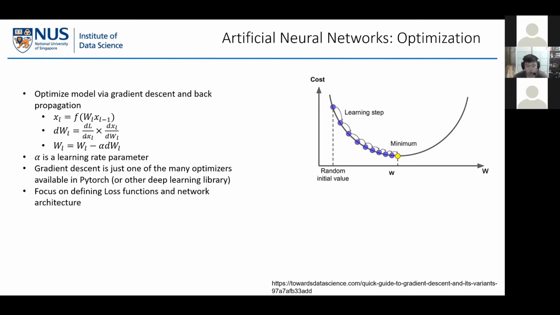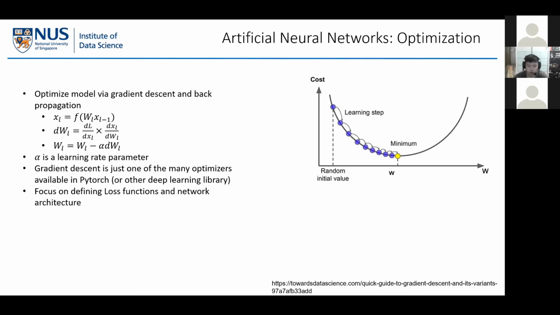And with neural networks, we actually have this chain rule over here that links how the loss changes with respect to the weight parameters. I won't go through the details of this, but after you have the gradient, or the direction of change, you can just update your weight parameters here. So gradient descent is just one of the many optimizers available in PyTorch.